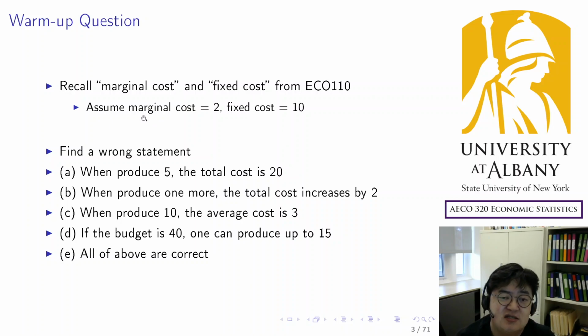And then in this case, given the marginal cost and fixed cost, what is wrong? A, when you produce 5 units, the total cost is $20. B, when you produce 1 more unit, the total cost increases by $2. C, when you produce 10 units, the average cost is $3. D, if your budget is $40, then you can produce up to 15 units. What is wrong?